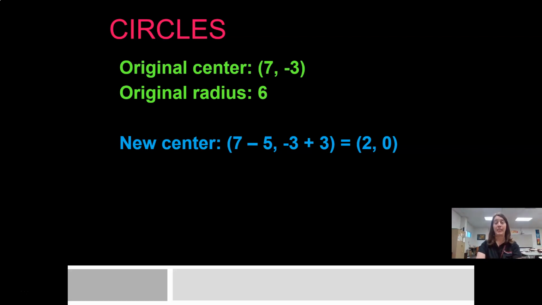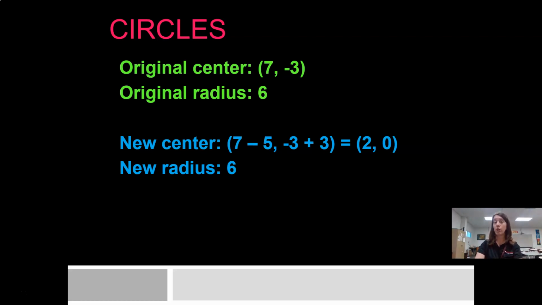Then I did the arithmetic. So 7 minus 5 was 2, and -3 plus 3 is 0. So the new center after we've translated is at (2, 0). Now remember, when we translate, it does not affect the radius. So my new radius is the same as the original radius. It's still 6 in the question. I have the center, I have the radius, so we can go ahead and write our equation.